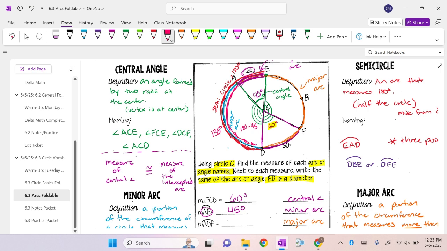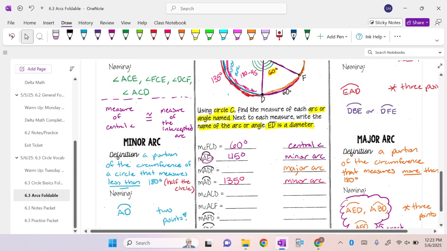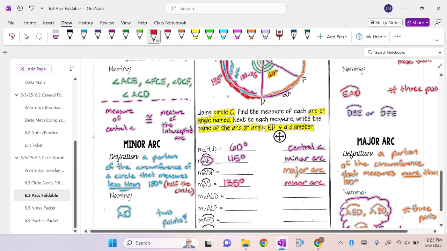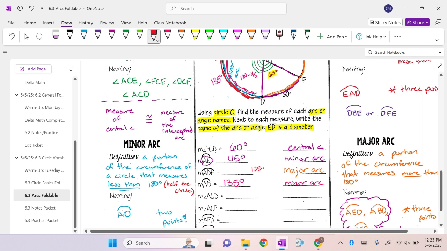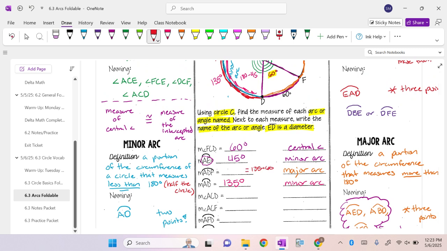Add what? Add AD and DF. Good. So we're going to add 135 to 60. So if I add 135 plus 60, that gives me what? How many degrees? 195 degrees.